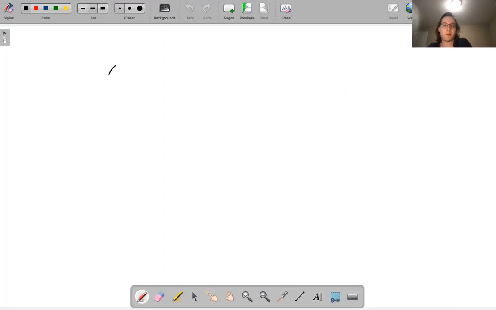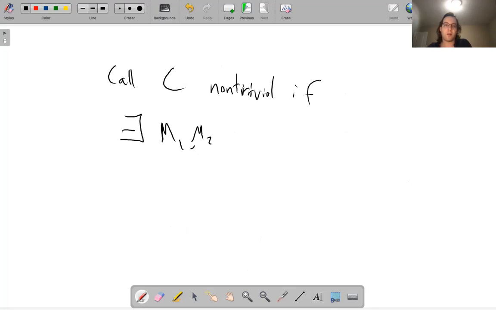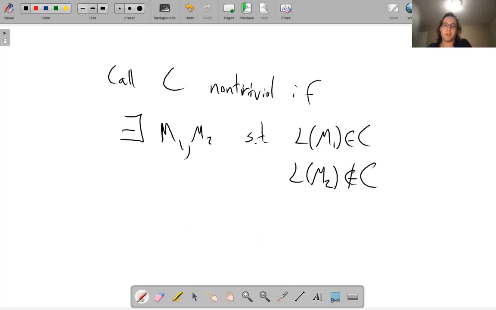So call C non-trivial if there exist Turing machines M1 and M2 such that L of M1 is in C, but L of M2 is not in C. So here C doesn't contain all the languages of Turing machines because of the second condition, but also doesn't contain none because of the first condition. So it contains some but not others. Some languages of a Turing machine are in C, some are not in C.